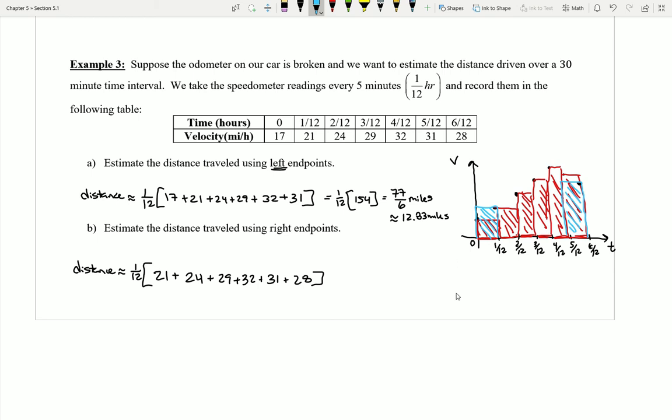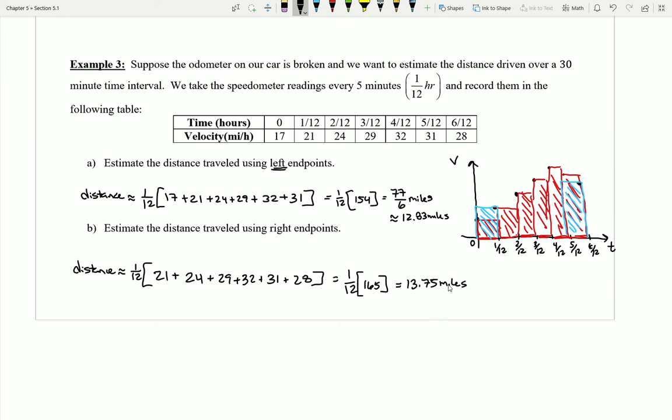If it's helpful, you could draw a totally separate picture of just all the blue rectangles. You would see that we get these values, and of course I could simplify this down. This is 1/12 times 165, which is actually exactly 13.75 miles. So I can see here I can get two approximations.